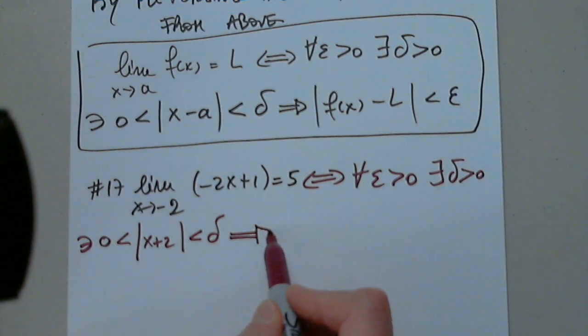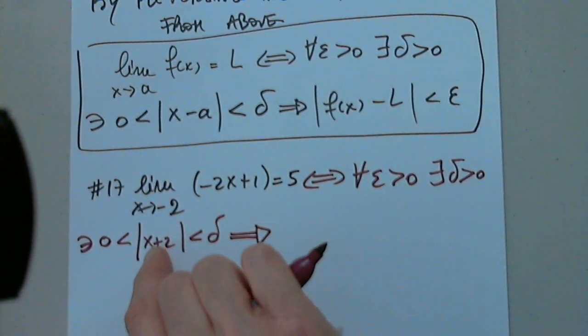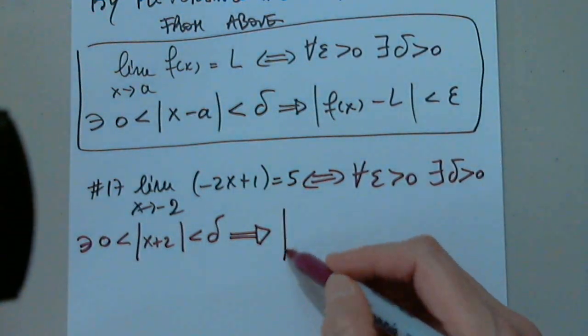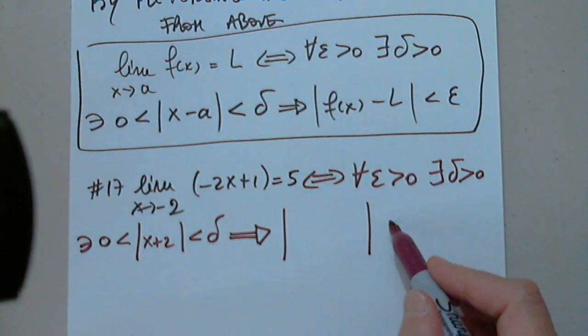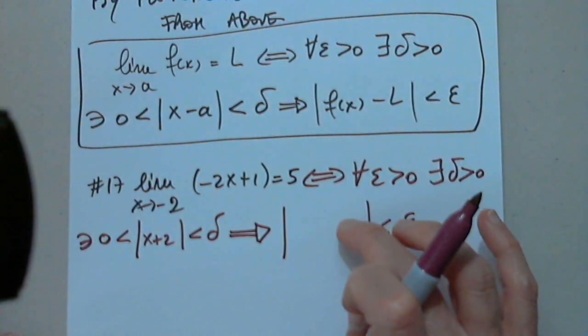This will always imply that the distance between the function value at x and the limit must be less than epsilon. So what will be the function and the limit?